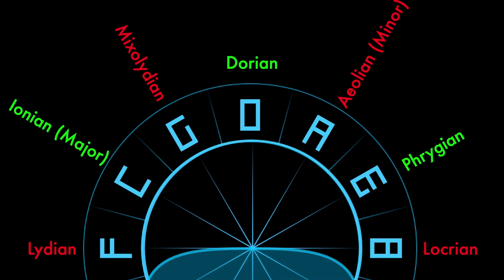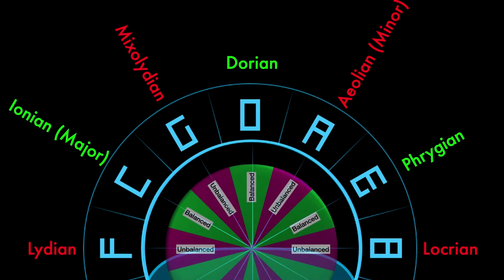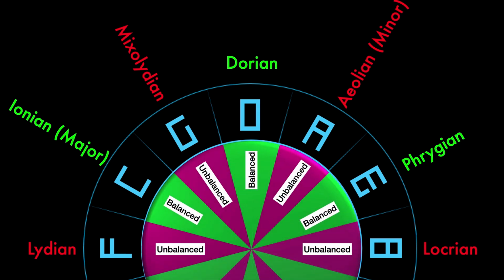According to their position of tritone interval, we can classify the modes in two groups: Lydian, Mixolydian, Aeolian and Locrian are more tension-oriented, thus unbalanced. On the other hand, Ionian, Dorian and Phrygian are more stable, which makes them resolution-oriented, thus balanced.